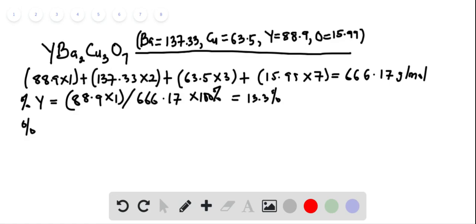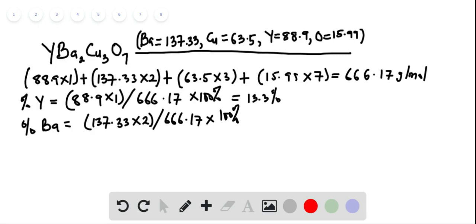The percent of barium will be equal to 137.33 times 2 divided by 666.17 times 100%. That is 41.2%.